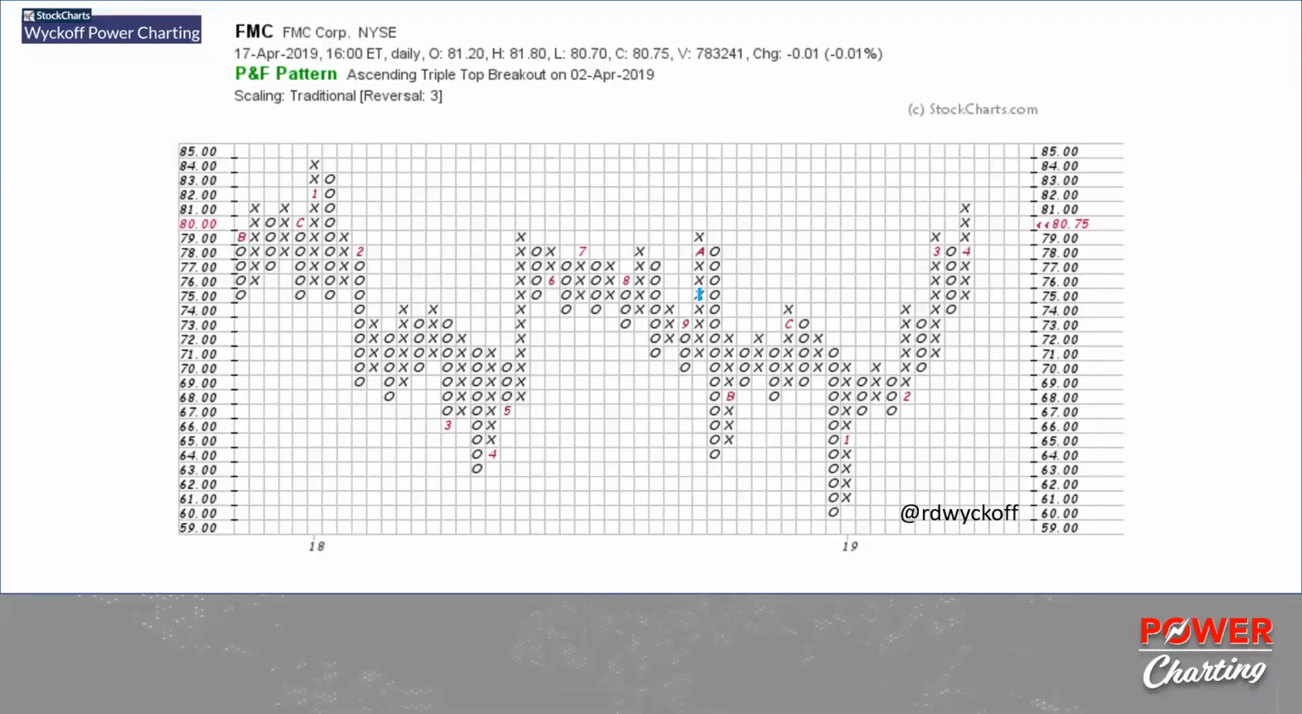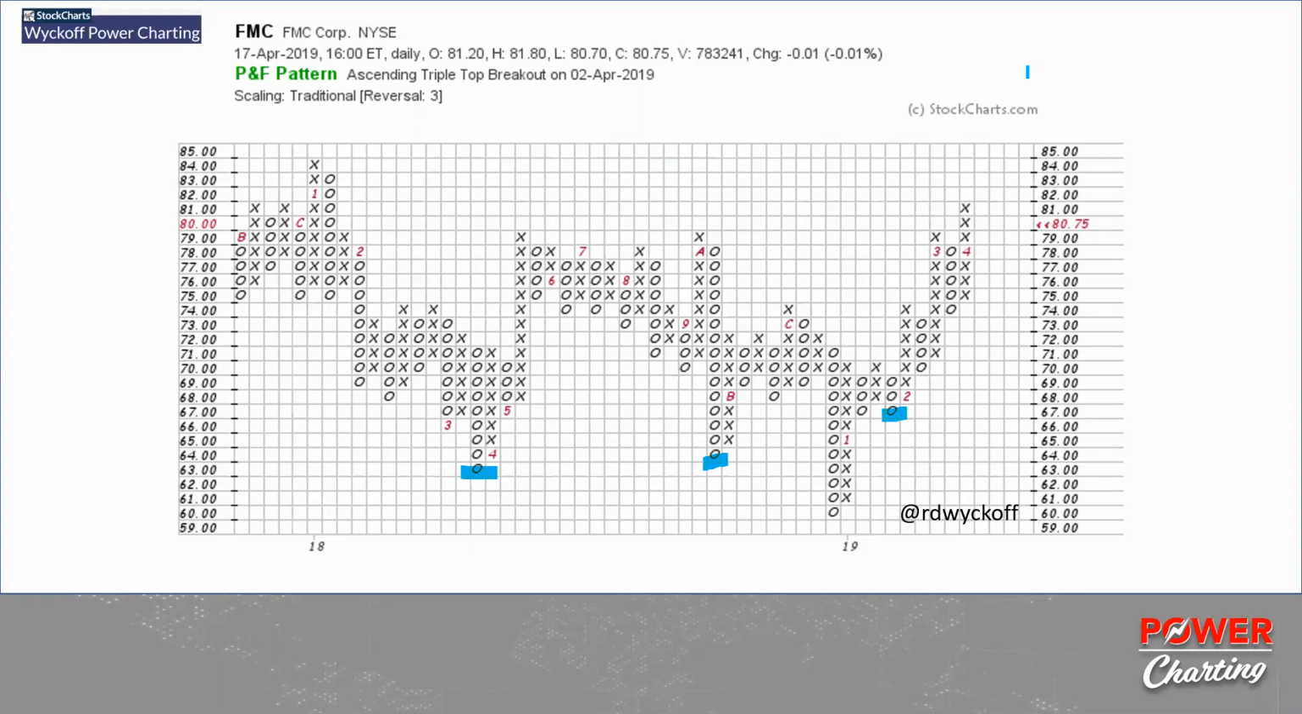Okay, so to conclude our studies, we are going to have a discussion on some point and figure charts. Let's start by looking at FMC Corp, which is a chemical company. And what I like to do is look at the point and figure charts first.